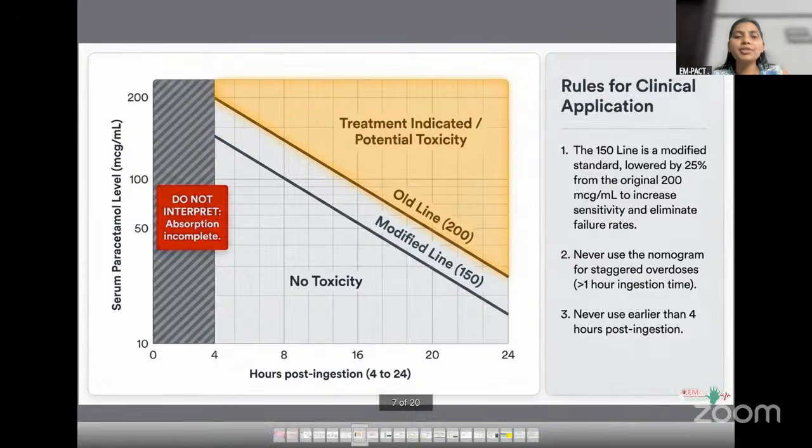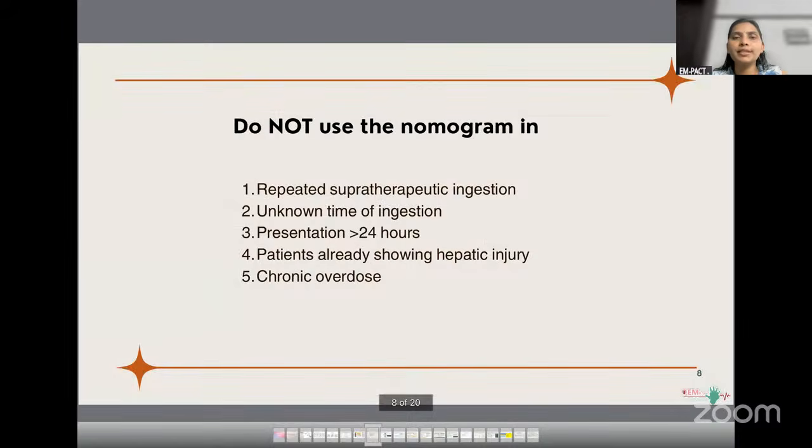And in which patients can we not use this nomogram? Those who are presenting after 24 hours post ingestion, or those who are taking this repeatedly, the supratherapeutic ingestion, or chronic overdose patients, or those who don't know the time of ingestion. In those patients, we cannot use the nomogram. The nomogram is useful only from 4 hours post ingestion to 24 hours post ingestion, and only in acute ingestion of rapid-release paracetamol poisoning is it applicable. Okay.